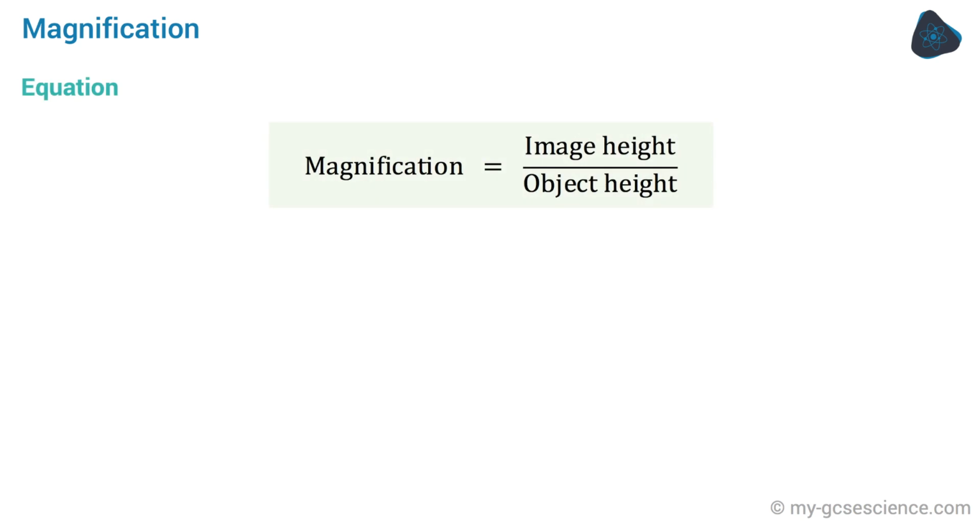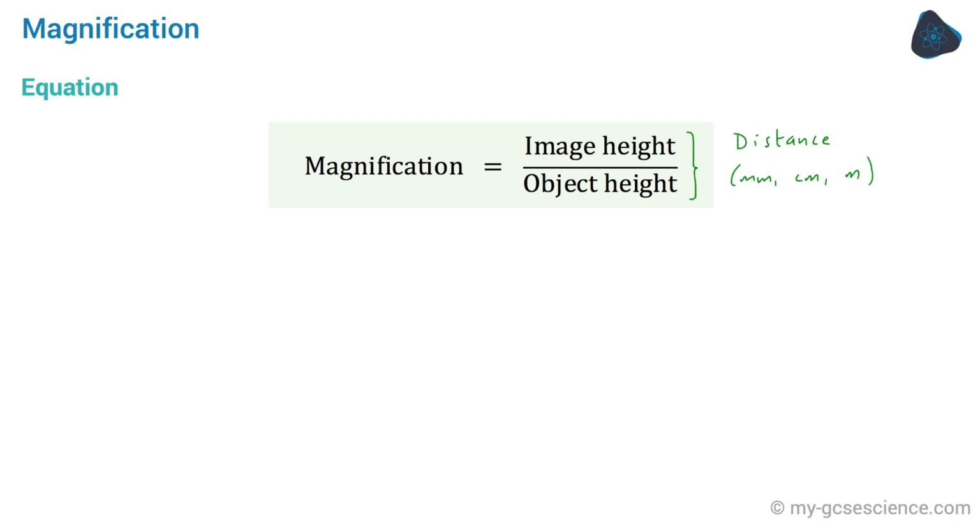As we've just seen, the image of an object which is produced by a lens can be either magnified or diminished, or bigger or smaller than the actual object. The equation for the magnification produced by a lens looks like this. Magnification equals image height divided by object height. Both the image and object heights will have units of distance, so millimeters, centimeters or meters.